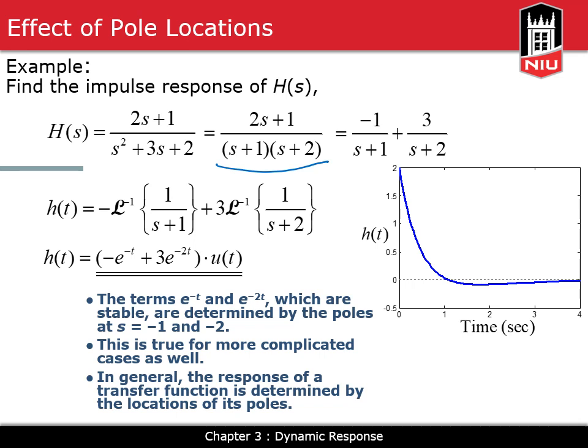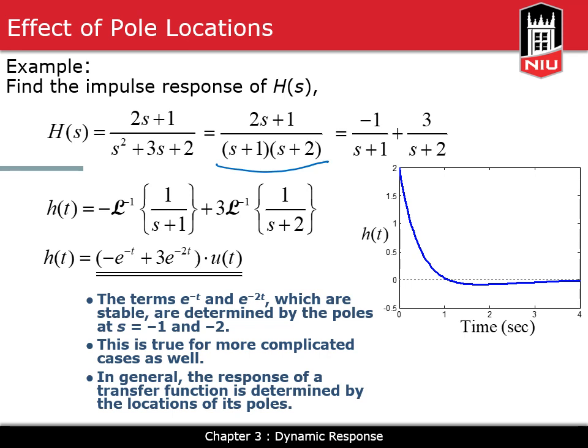The terms e to the negative t and e to the negative 2t are created by the two poles. One is at -1 that creates e to the negative t. The other pole is at -2 that creates the term e to the negative 2t. So the poles determine the powers of those exponentials.